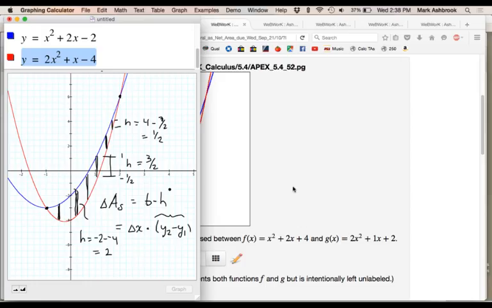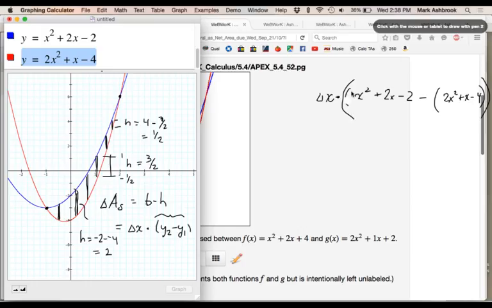And then what is our y2? The blue one up there. So it'll be delta x times, the blue one is x squared plus 2x minus 2, minus, make sure you put parentheses, we have lots of terms here, 2x squared plus x minus 4. And so that is the area of our typical strip.